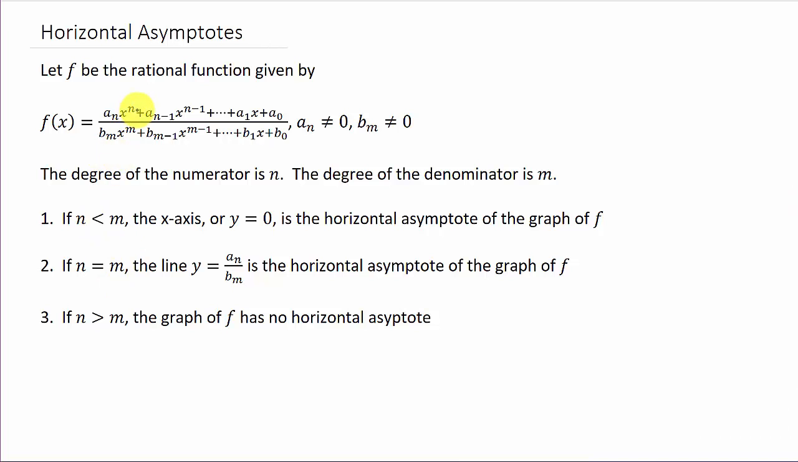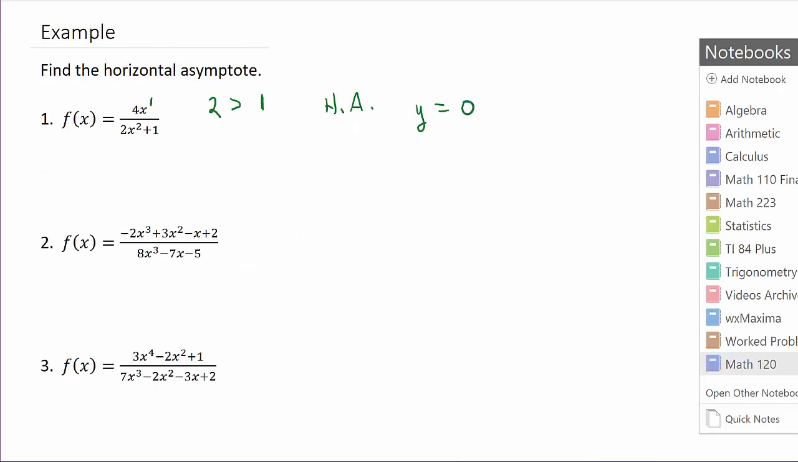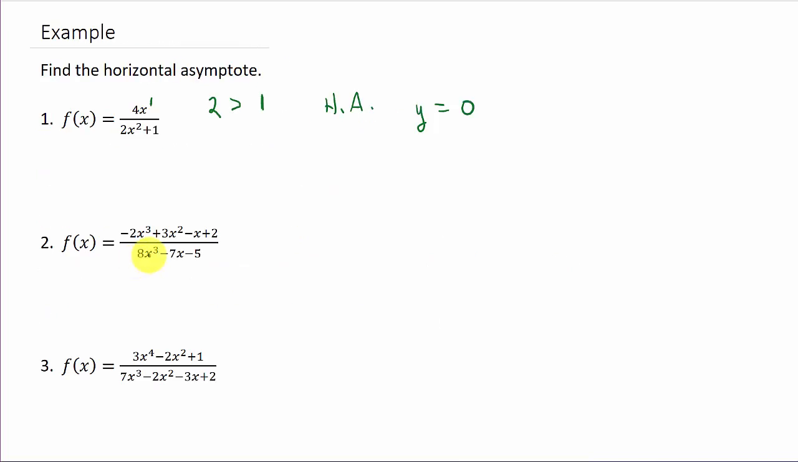Well, it actually says if the numerator is less than the denominator. I wrote the denominator is greater than, I wrote it like this. Same thing. See how the open part is on the m, the open part is on the m. So if the exponent in the denominator is larger than the exponent in the numerator, y equals 0 is your horizontal asymptote.